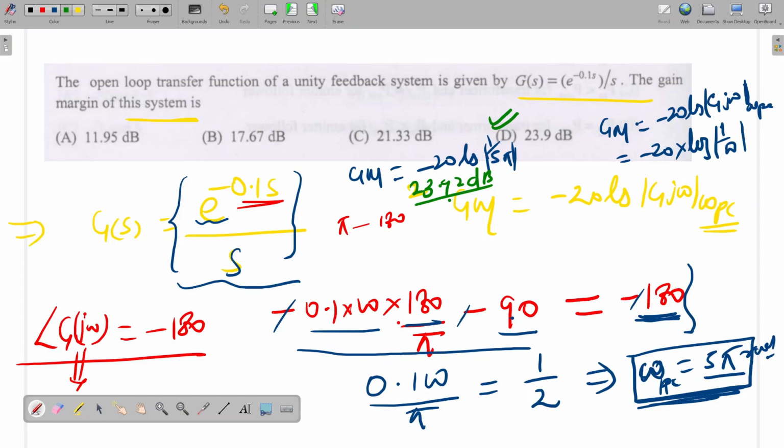Anyone who has a doubt, you can ask. Otherwise, you can move to the next question. Okay, I'm just moving to the next question.